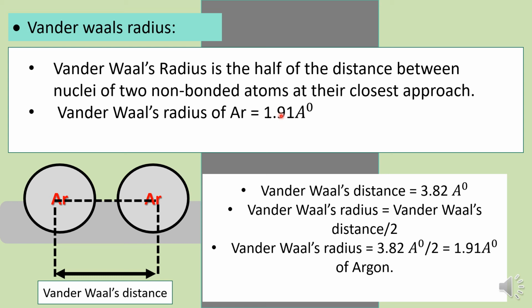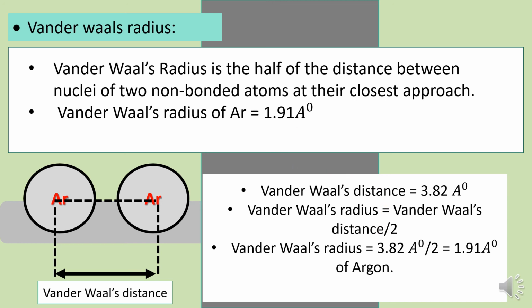Van der Waals radius of argon is 1.91 angstrom. Here in the diagram you can see two argon atoms. The distance between two argon nuclei is the Van der Waals distance, and the value of the Van der Waals distance is 3.82 angstrom. In order to find the Van der Waals radius, the Van der Waals distance should be divided by 2. Here I have divided 3.82 angstrom by 2. The result is 1.91 angstrom. So 1.91 angstrom is the Van der Waals radius of argon.